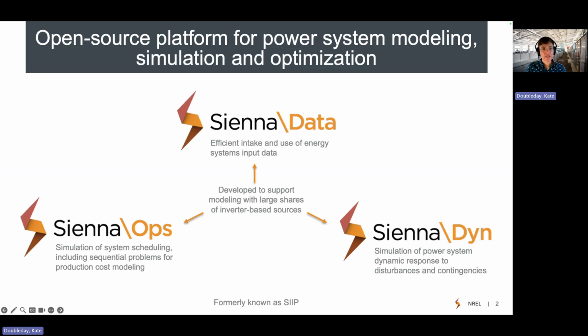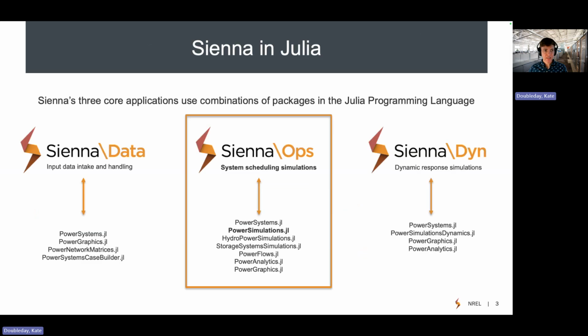Sienna Data focuses on efficient data input, analysis, and transformation. Sienna Ops, which is our focus today, enables system scheduling simulations by formulating and solving optimization problems like unit commitment, dispatch, and optimal power flow. And Sienna Dyne enables system transient analysis, including small signal stability and full system dynamic simulations. Each of these 3 applications is written in a combination of packages in the Julia programming language.